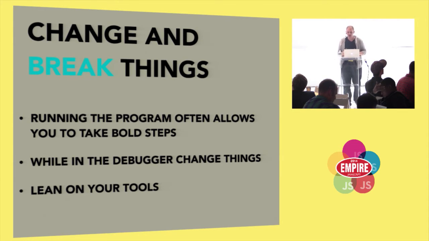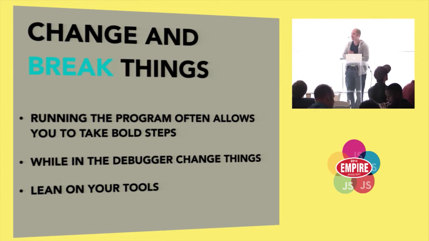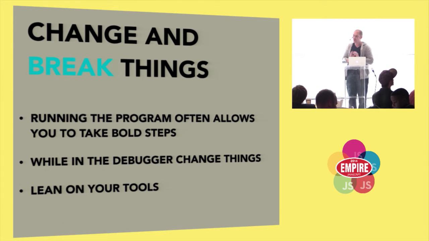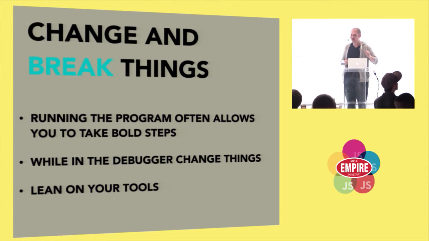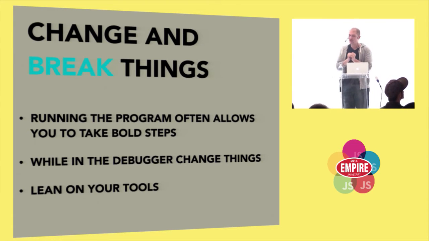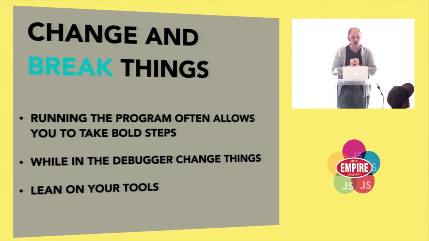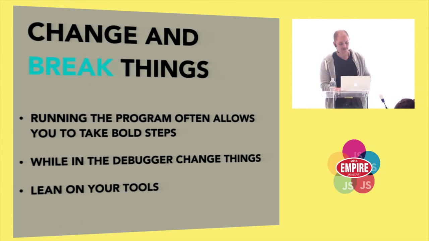So having the program in a runnable state allows you to take bold steps. You can take bets, you can go down paths where there is a small chance of success, but the returns could be huge. You can do it because you can always backtrack your steps. Also, being good with source control would help a lot with that. While in the debugger, change things, break things. It's your playground. Just do whatever you need to do to learn as much as possible, and then take all your learnings and dump them back into code.